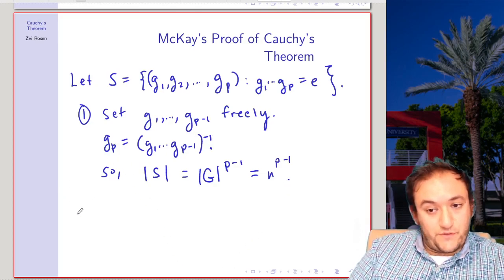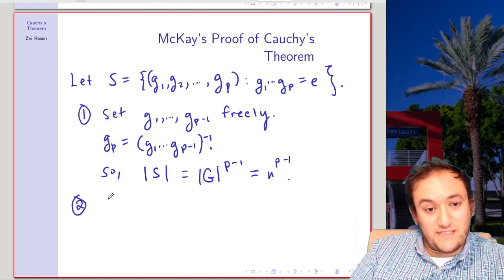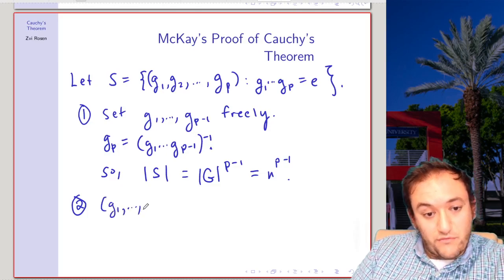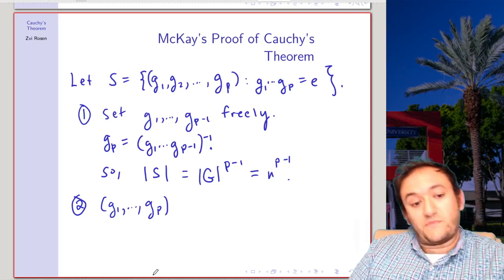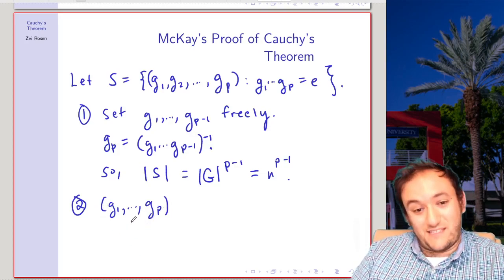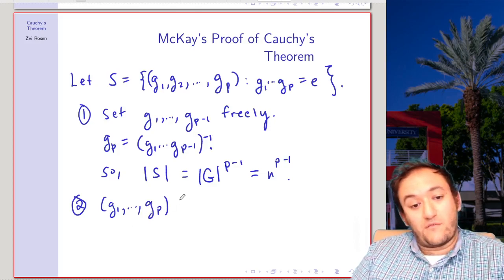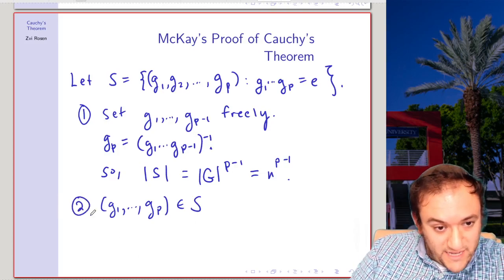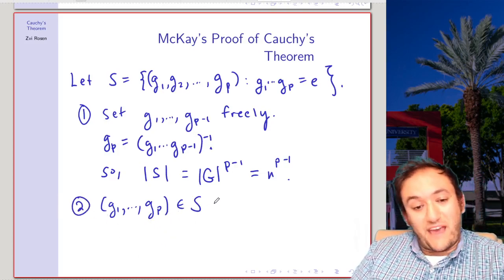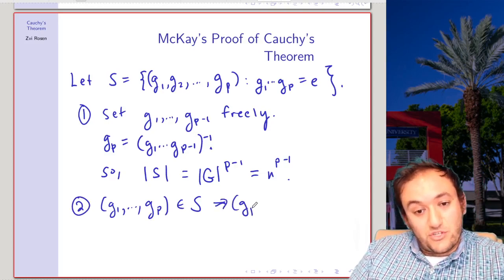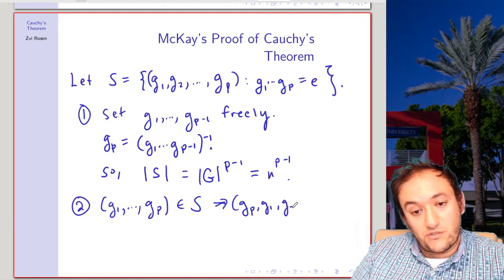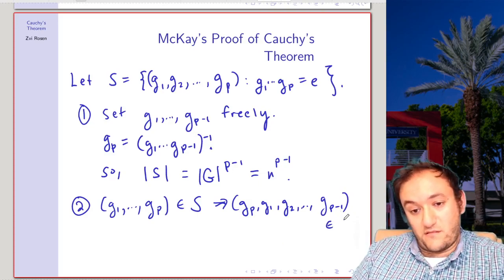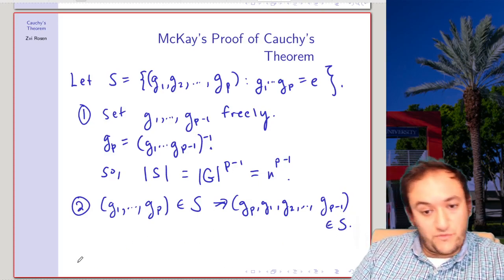So that's first. The second thing to observe is that if you have an element of the set given by (g1, ..., gp), then we're going to act on this set by, well, let's first prove that the relevant element is actually an element of the set. So I'm going to claim that this implies that (gp, g1, g2, ..., gp-1) is also in the set. Okay, and that's not hard to do either.